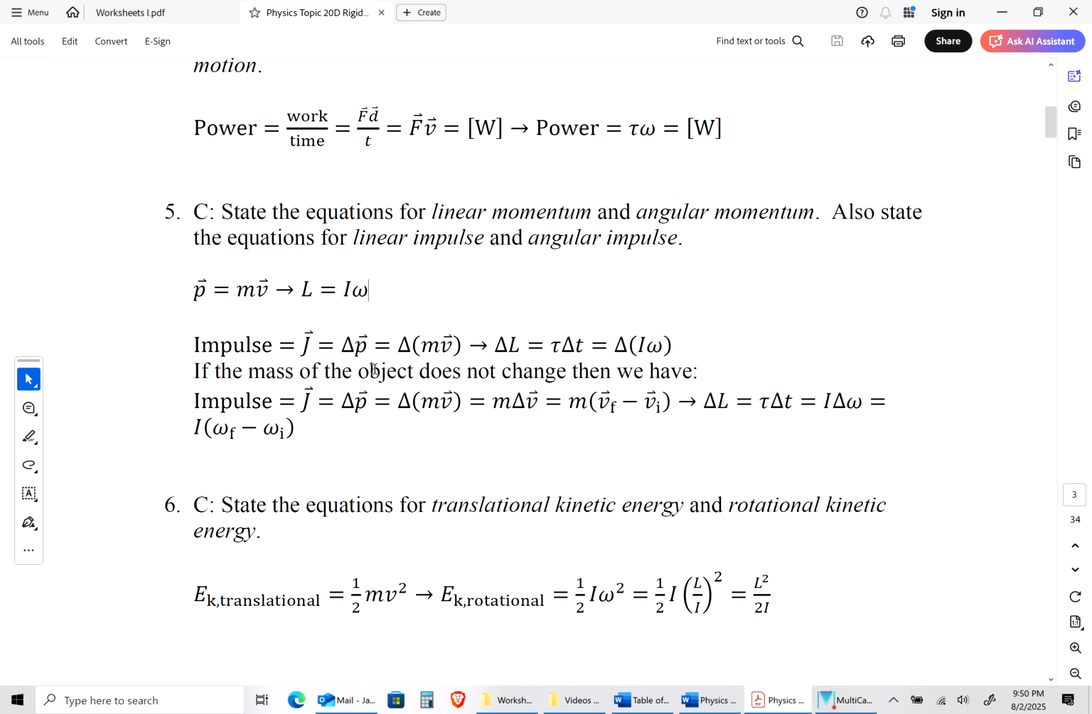So remember, J, impulse, equals delta P. Now we're going to have L equals angular momentum, which is equal to delta I omega.